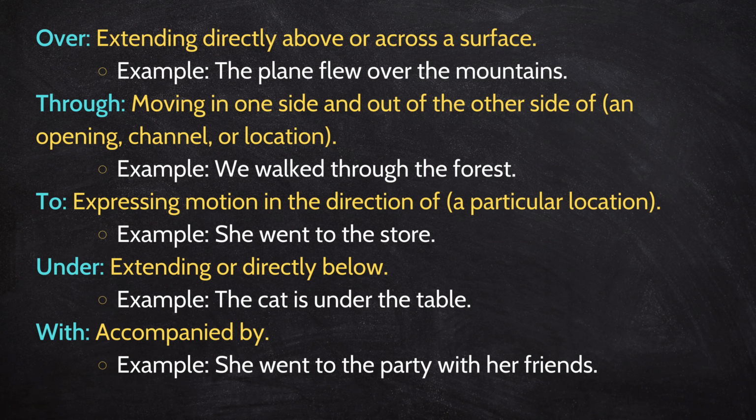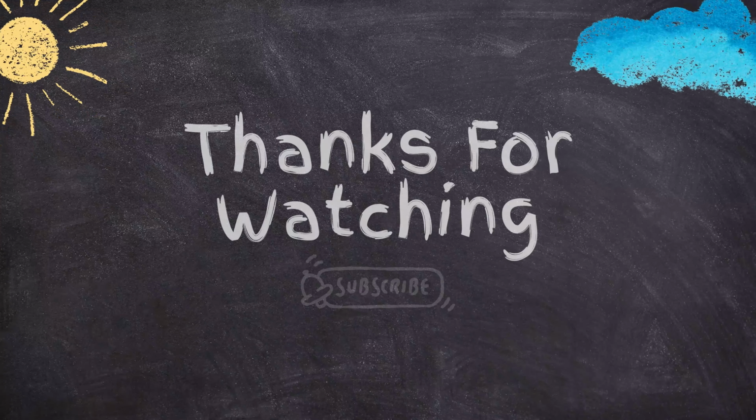Under, extending or directly below. Example, the cat is under the table. With, accompanied by. Example, she went to the party with her friends. Her friends had accompanied her. She had the company of her friends when she went to the party. So she went to the party with her friends, with the company of her friends.